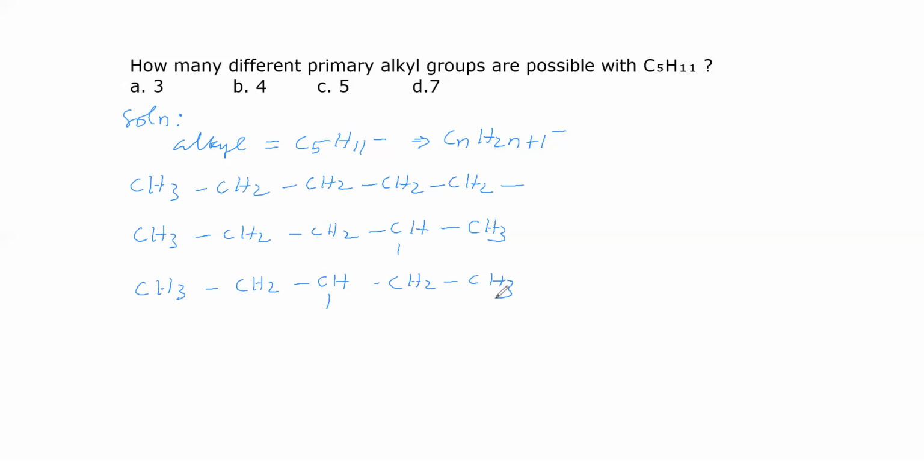Next, we will write 4 carbons in the straight chain and 1 carbon as a branch. Suppose 1 carbon is a branch here, with 4 carbons in the straight chain. Next, this carbon we will write here. We will get CH3, CH2, CH3, CH2 single bond. This is possible.